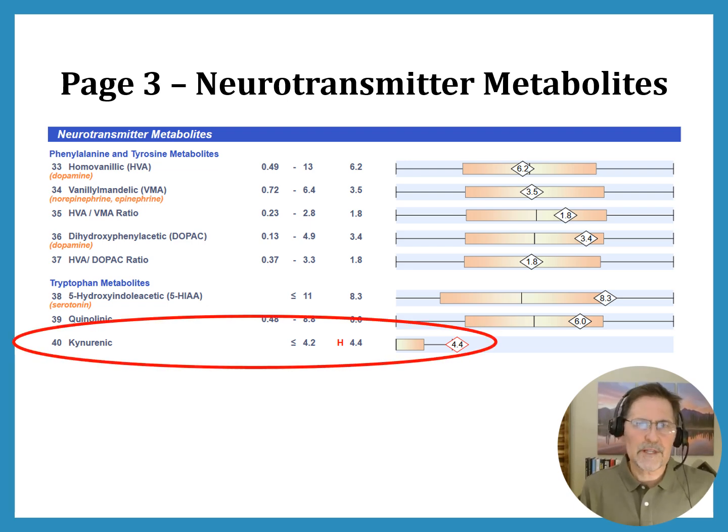There are multiple reasons that that can be elevated, but in this particular case, the most likely reason that marker is just mildly high is because of an additional need for vitamin B6. That marker can be elevated when there is a B6 need in the body. There are other reasons, but that's a common one.